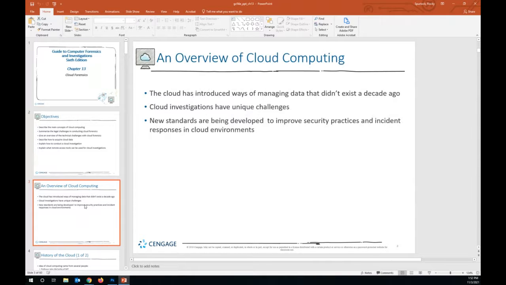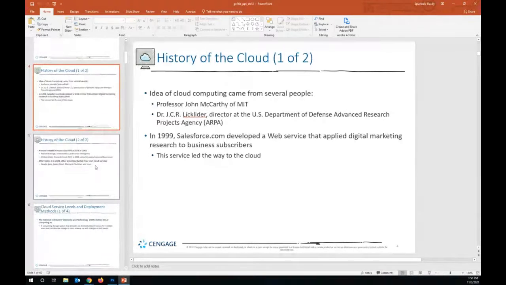All right, so the cloud has introduced new ways of managing data, but cloud investigations have also had some unique challenges. So there are new standards being developed to improve the security practices and incident responses in cloud environments. First, we'll start with looking at the history of the cloud.